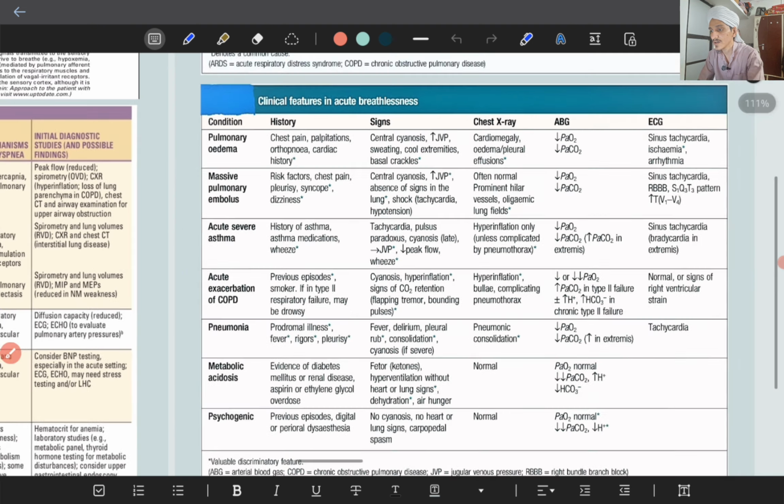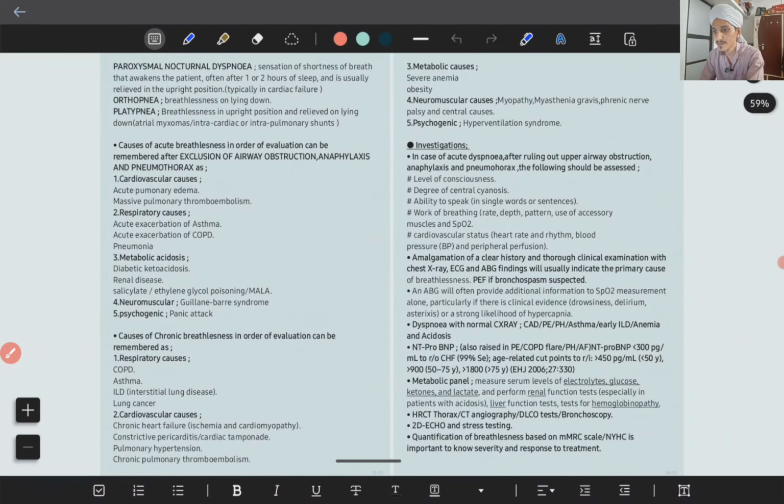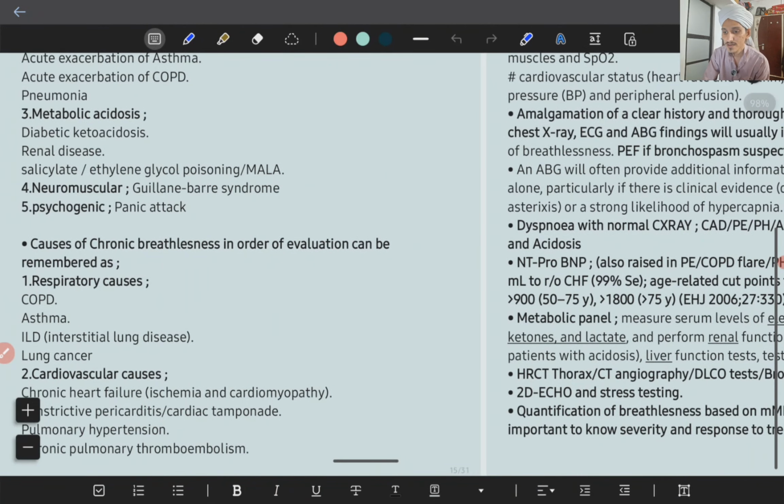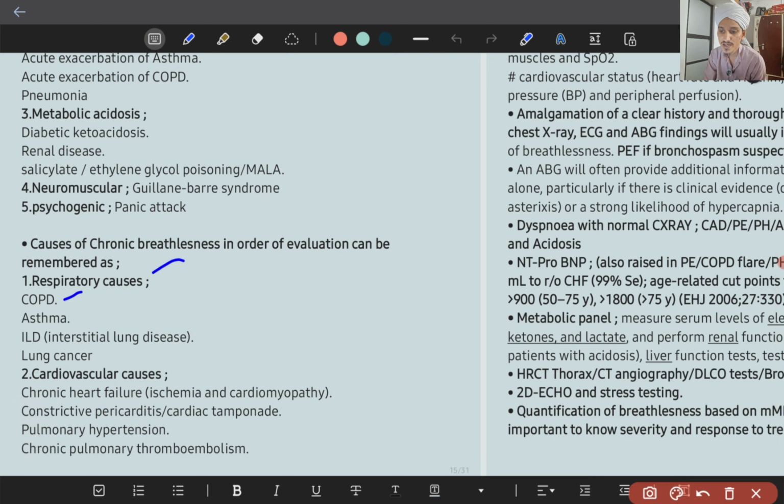Now coming to the chronic causes. Summary of chronic causes. Respiratory causes include COPD. The patient will have a history of smoking and previous exacerbation. On chest X-ray, there will be hyperinflation. There can be bullae. On ECG, there can be a right ventricular strain pattern, as we have learned.